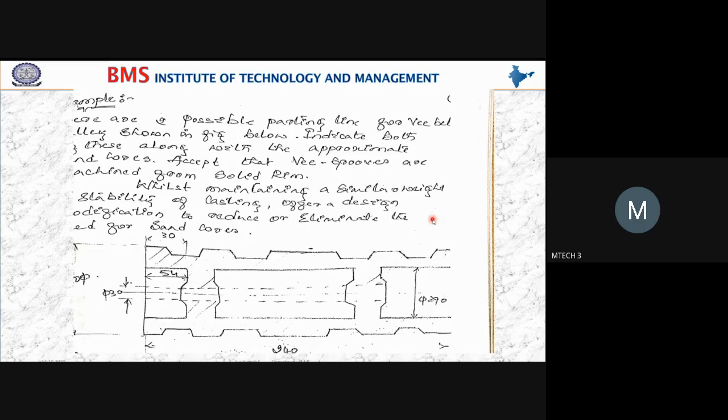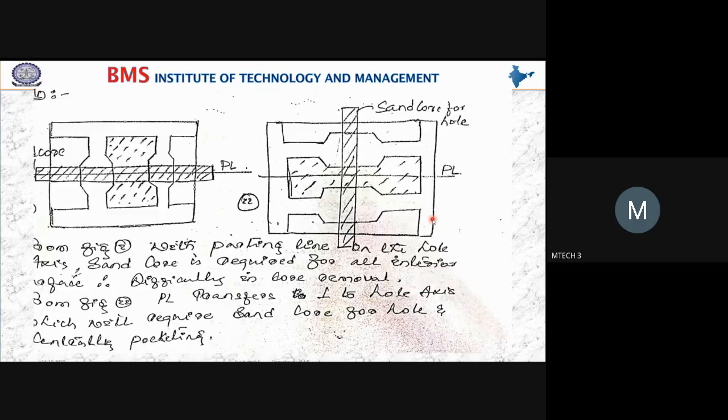Okay. So we will just look at the solution now. Look at this solution now. There are two diagrams we are showing here, the two different parting lines. Look at the solution. You just understand the two different sketches over here. Figure 1 and figure 2 they have given.